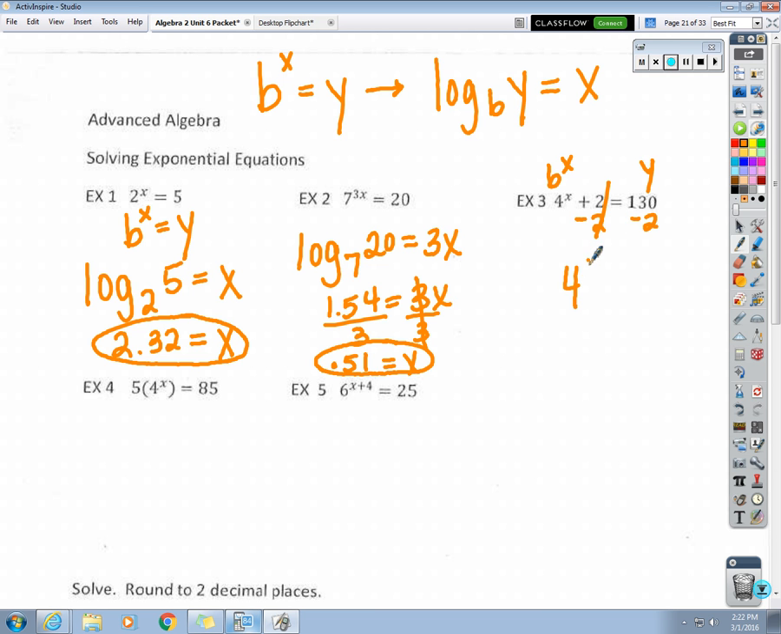Now we have 4 to the x power equals what? 128. Now that we just have b to the x equals y, now we're ready to rewrite it. So log base of equals, okay, and now you just type it in. What is log base 4 of 128? 3.5?